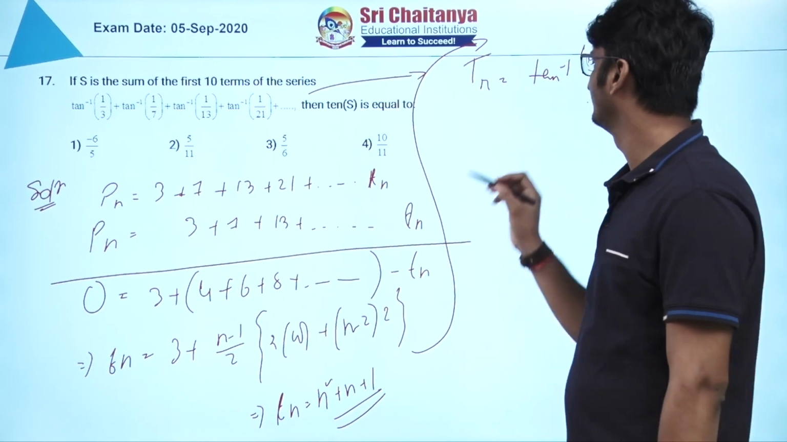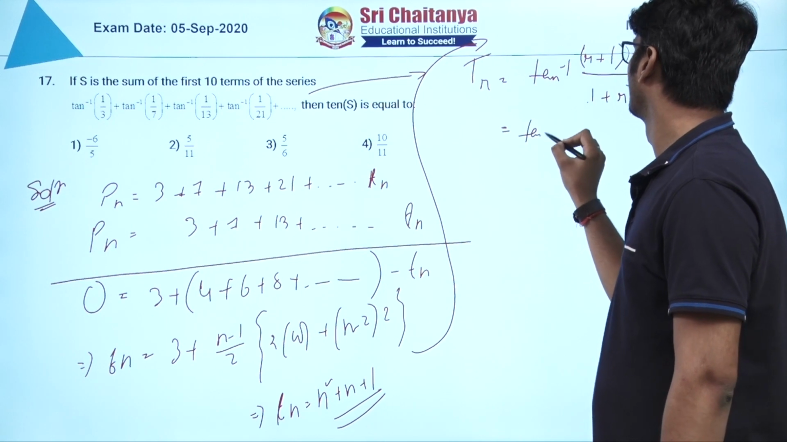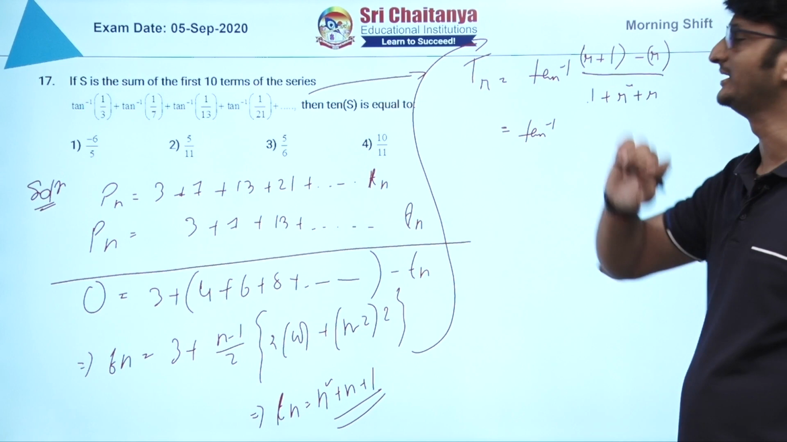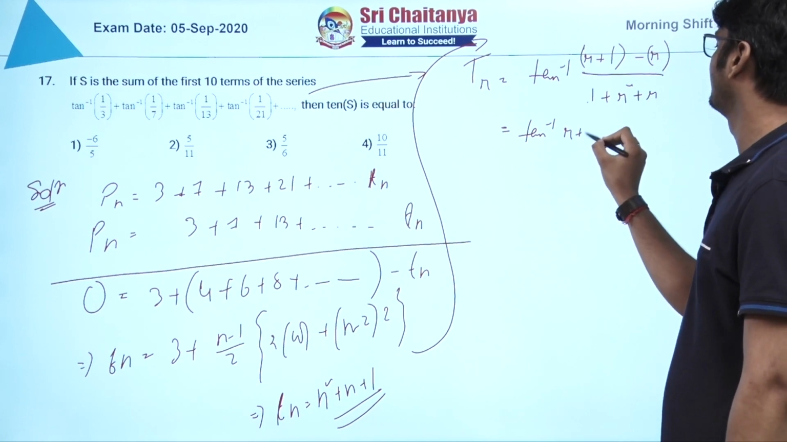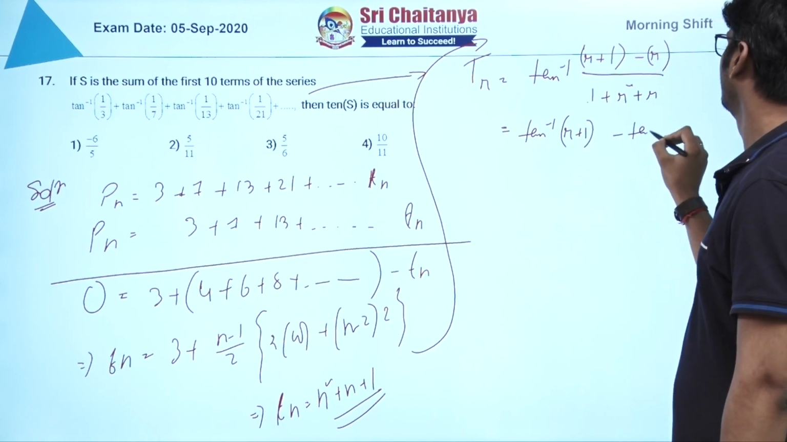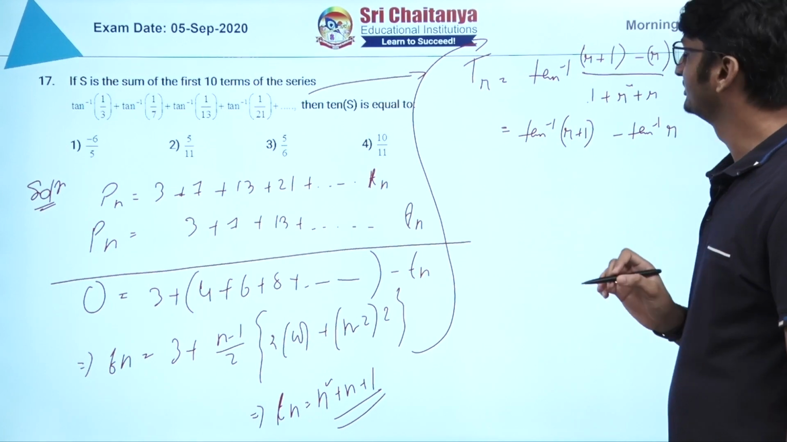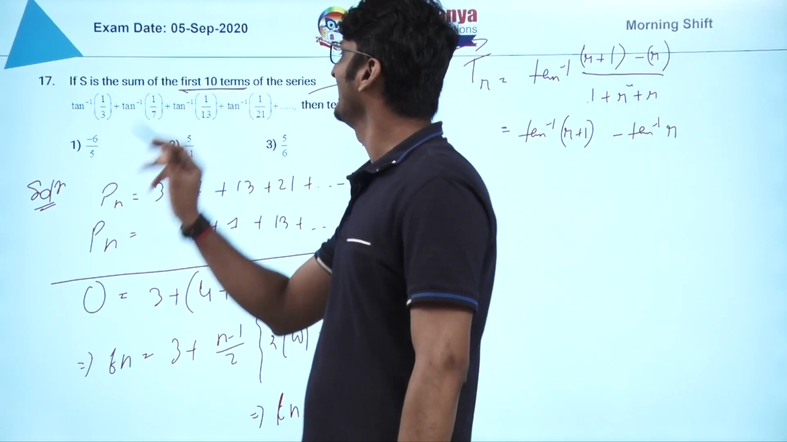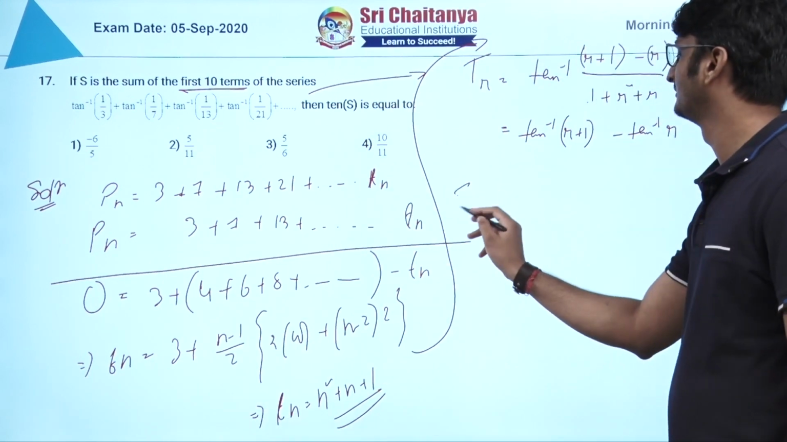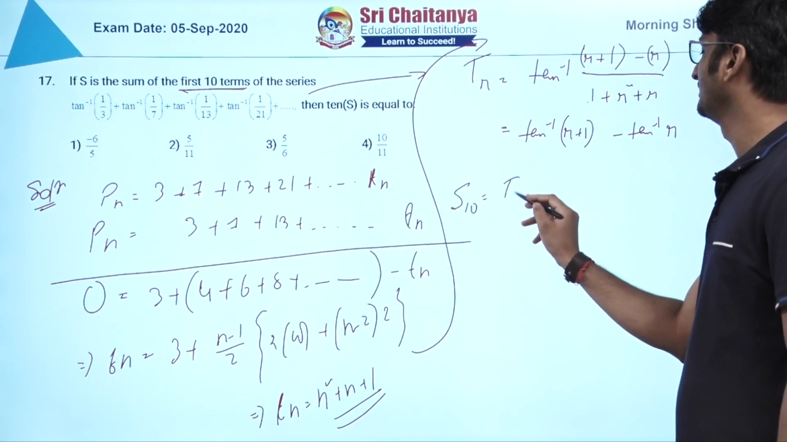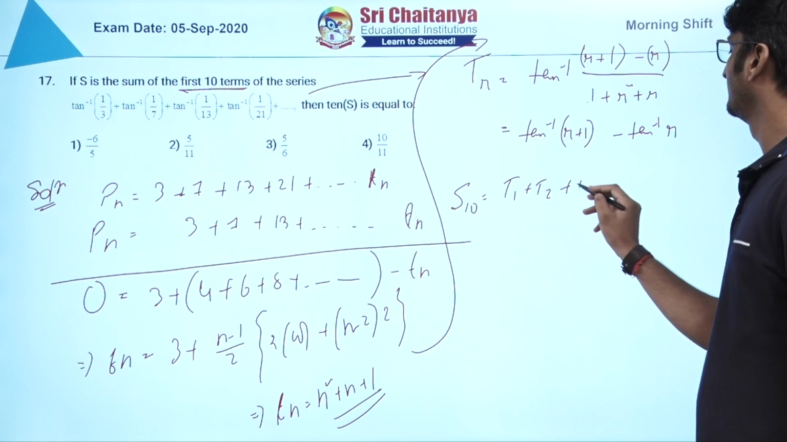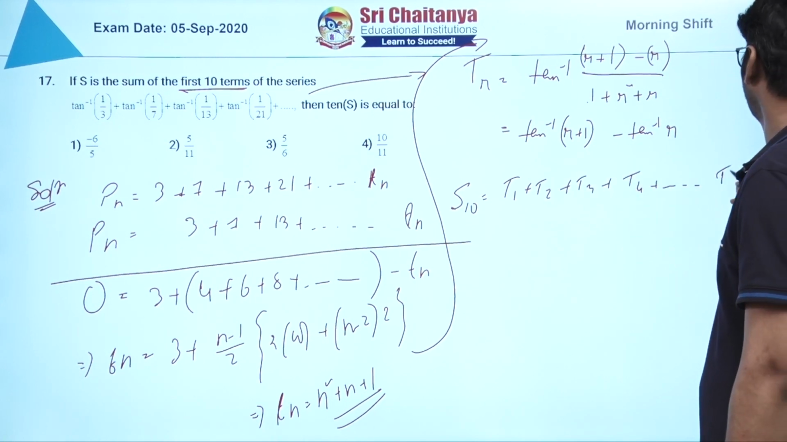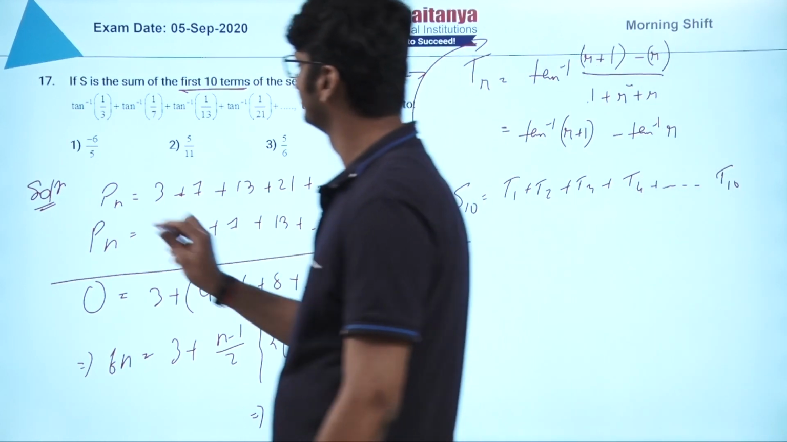Now we can use the formula, which formula sir? The formula of inverse trigonometric functions, tan inverse A minus tan inverse B, this is nothing but tan inverse of r plus 1 minus tan inverse of r, correct. So this is the Tr term, we have to find the sum of the first 10 terms, so S10 will be equal to T1, T2, T3, T4, up to T10, correct.